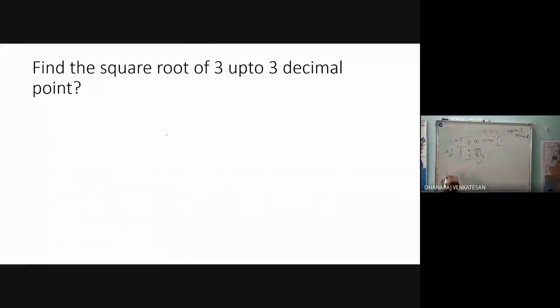7 sevens are 49. 7 2s are 14, 14 plus 1 is 15. You will get 1 1 as the remainder. I'll bring down 2 zeros. Now you have to multiply this with 2, so you will get 14.